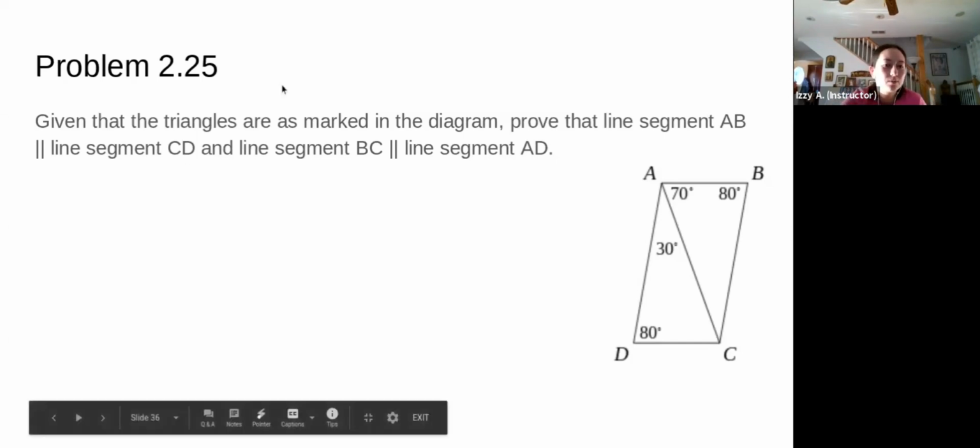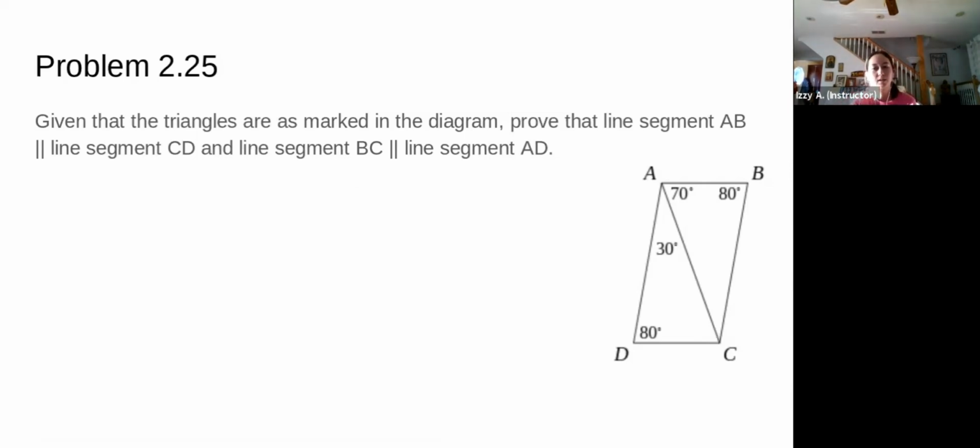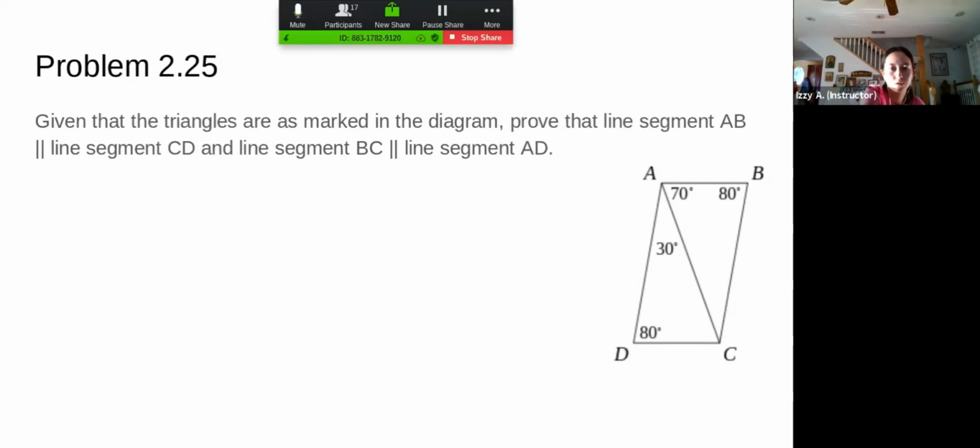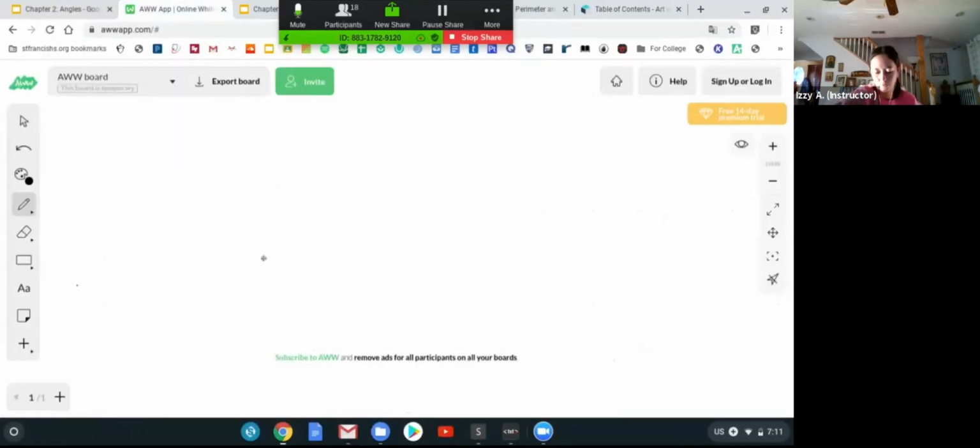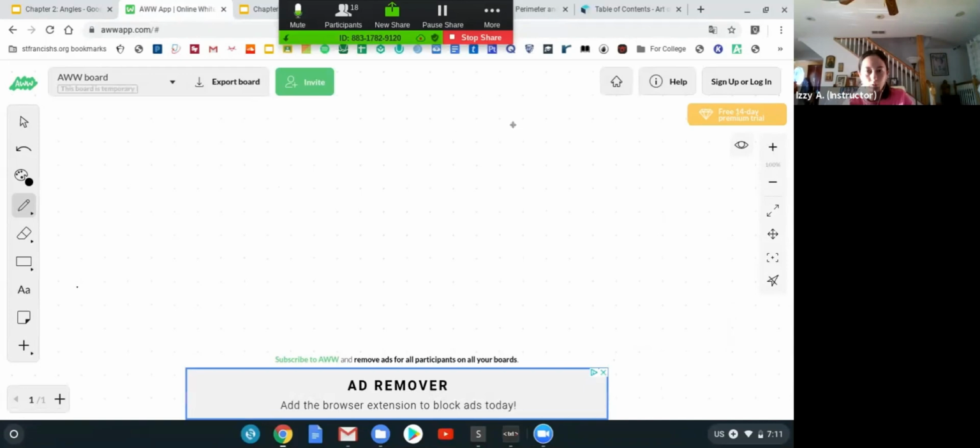Okay, so problem 2.25. Given that the triangles are as marked in the diagram, prove that line segment AB is parallel to line segment CD and line segment BC is parallel to line segment AD. Okay, so I'll go to the whiteboard software, and then I will draw the image. Also, we don't have to deal with my not too great drawing skills on a drawing pad.